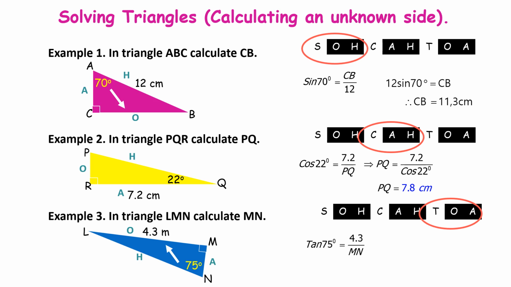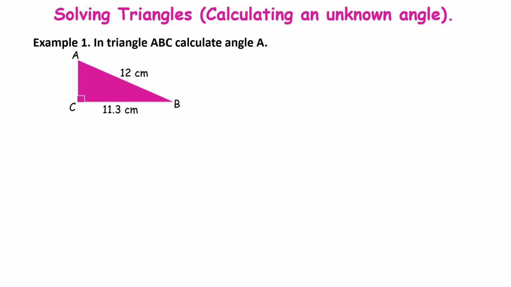Now we want to calculate MN, so I'm going to multiply by NM and divide by tan 75. So on my calculator, I will go 4,3 divided by tan 75. And we end up with MN is equal to 1,2 meters. Let's see how we can solve some angles using trigonometry.